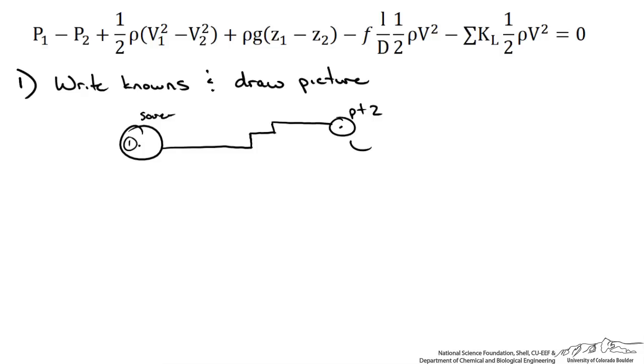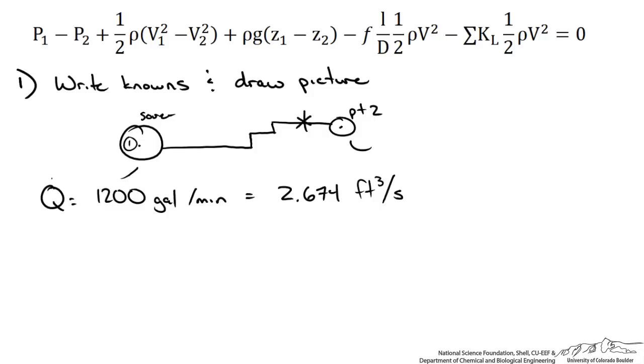So we know the pressures here, and we know the length of pipe. We also know that there is some connections in between and some kind of valve. So I'll just put a star there to represent our valve. So we're given the flow rate of 1,200 gallons per minute. I'll go ahead and convert this to feet cubed per second. And when I do this, I get 2.674 feet cubed per second.